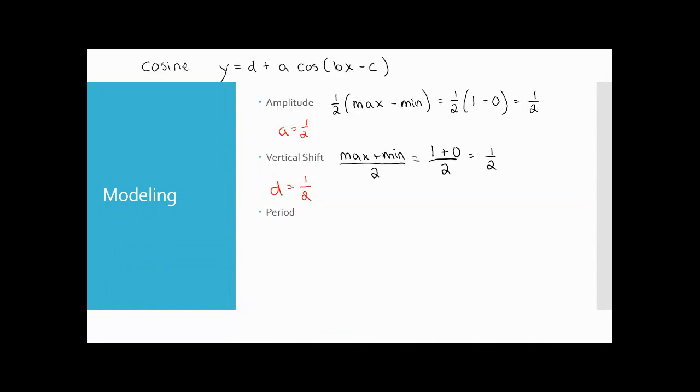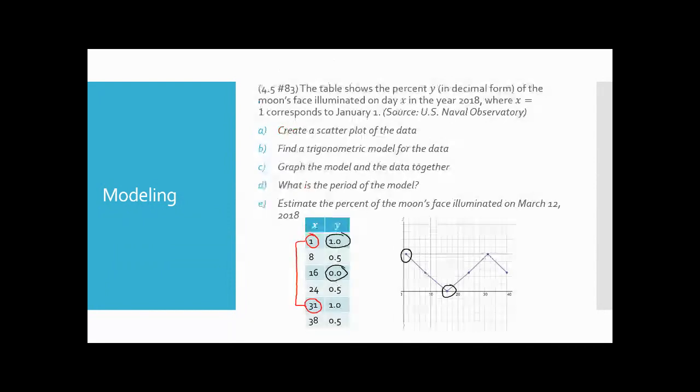So our period, make sure I switch to my black ink here. So this is the distance between 1 and 31. First I'm going to indicate that we repeat the pattern at 31, 1 as our ordered pair. And we started at 1, 1. I'll go back to that table. So we see we start at 1, 1, and then at 31, 1, we repeat it again.